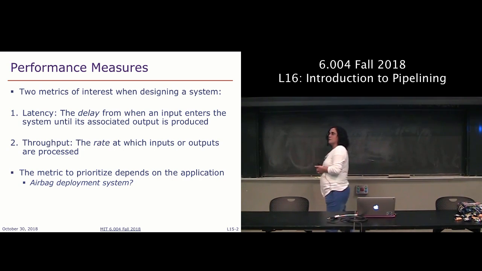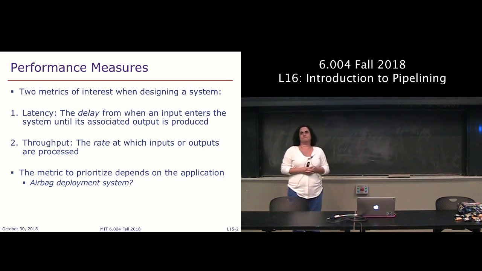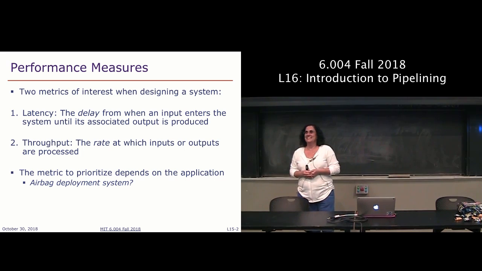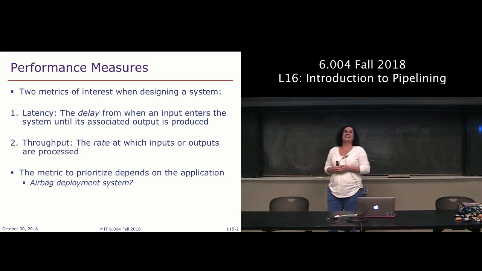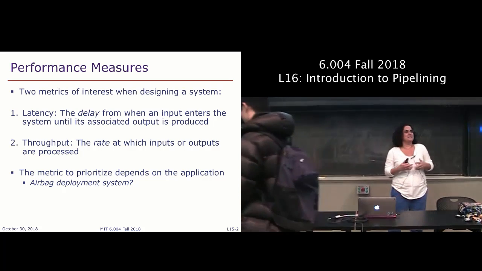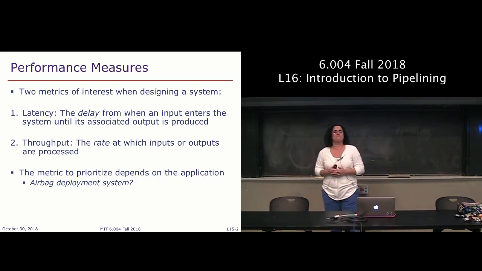What do you guys think would be the thing that I want to optimize for? Latency or throughput? Latency. Why? You want to protect you, not deploy like a second later. Correct, right? So what I care about is how quickly is that airbag going to deploy. I don't really care about it being able to deploy 10 times per second, right?